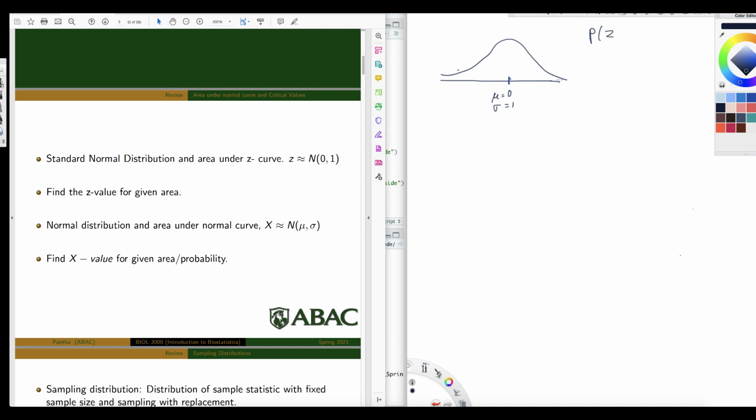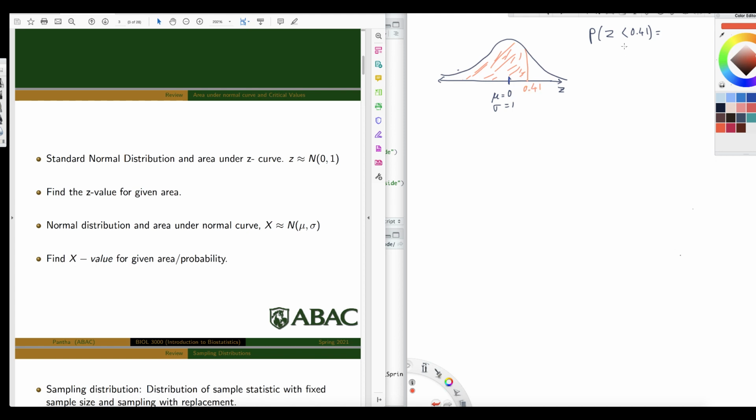If you say this is the Z curve, the standard normal, and Z is less than, say, 0.41. This 0.41 will be on the right side, because the right side of 0 is positive numbers, left side of 0 is negative numbers. And then you are trying to find all this area. So how to find the area left of 0.41?